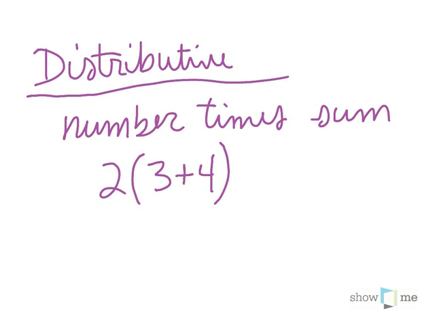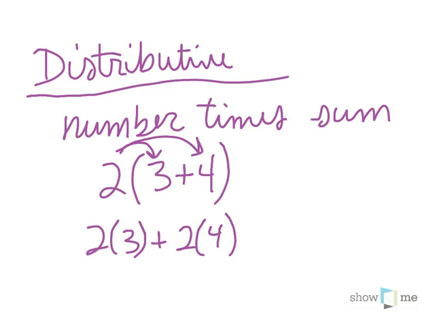And what distributive tells us is that we can take that 2 and we can distribute it across the addition. So that would be 2 times 3 plus 2 times 4. That 2 can be distributed to the 3 and the 4. So if we do the problem that way with the distributive property, 2 times 3 is 6, 2 times 4 is 8, and when I add these two together I get 14.